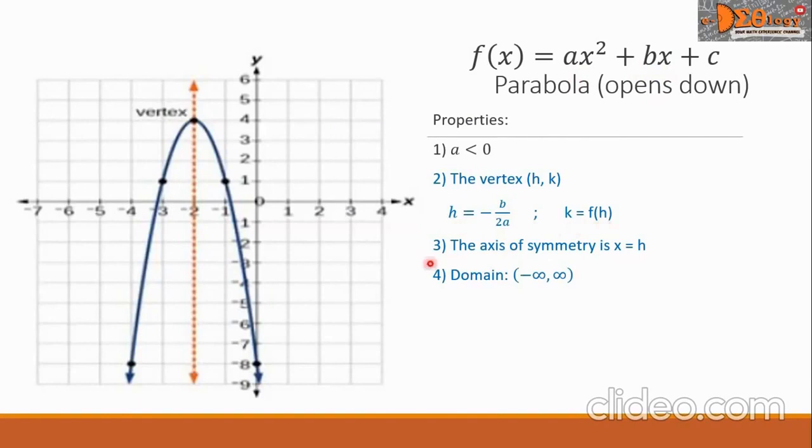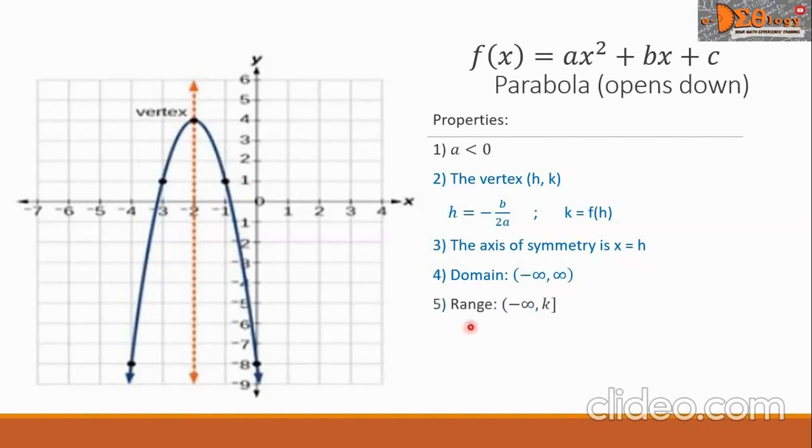Property number 3, the axis of symmetry. This is the axis. And the equation is x equals h. Property number 4, the domain is all real numbers, and the interval notation is negative infinity up to positive infinity.